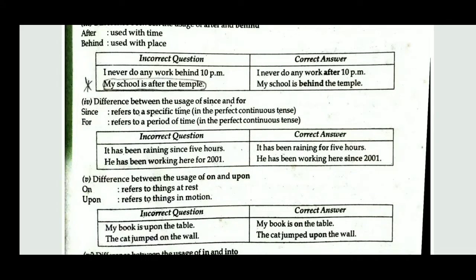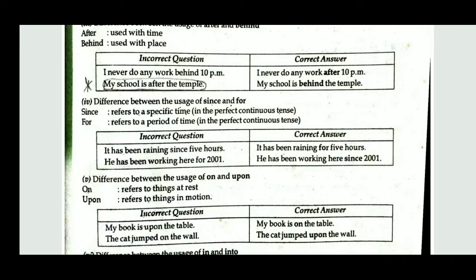The cat jumped on the wall is wrong, because whenever you refer to things in motion, you have to use upon. The cat jumped upon the wall is the correct answer.